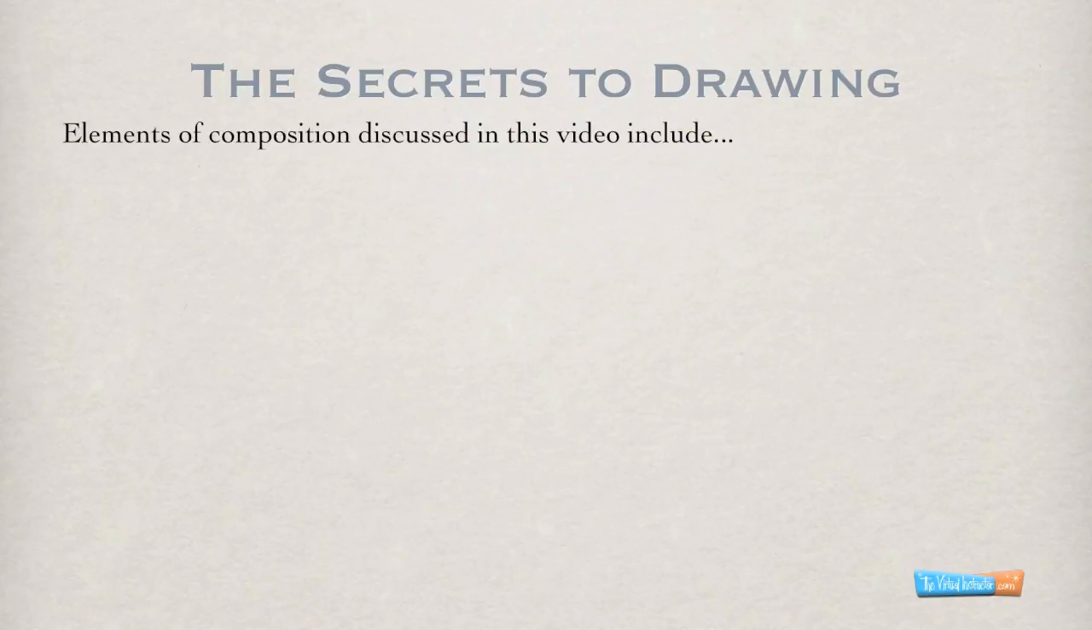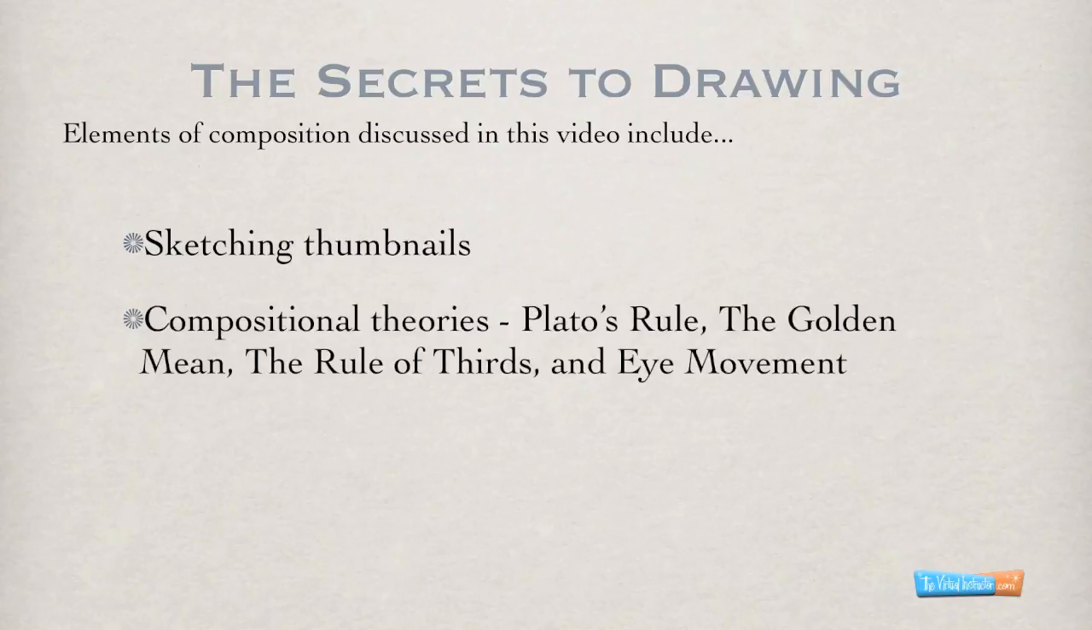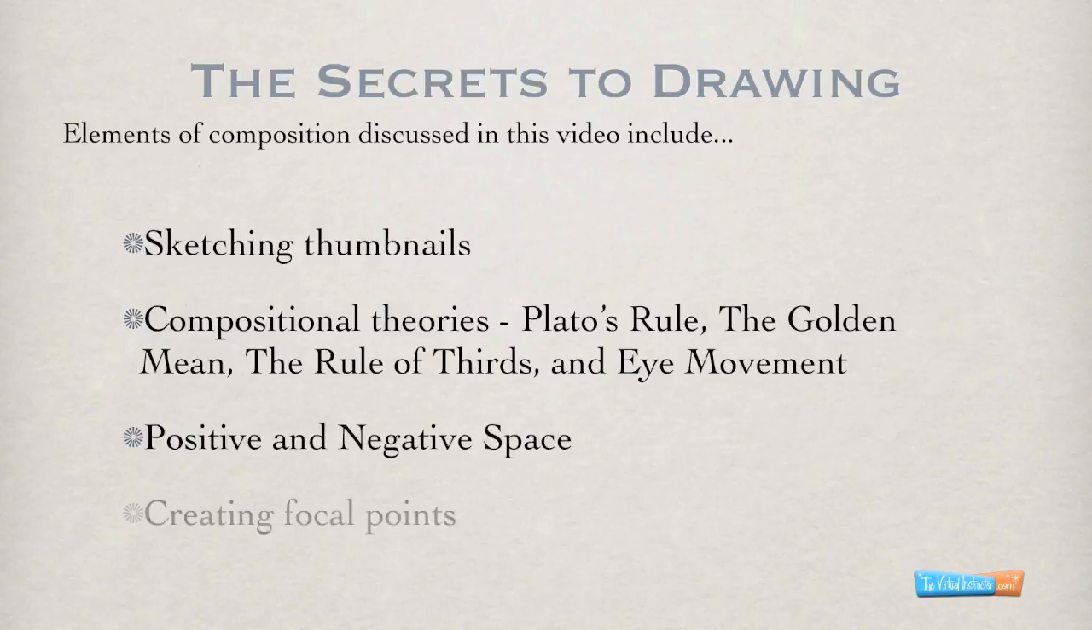The elements of composition that we'll discuss in this video include the importance of sketching thumbnails and preliminary work before you go on to your final piece. Compositional theories such as Plato's rule, the golden mean, the rule of thirds, and creating eye movement in artworks. We'll also discuss positive and negative space and its relevance to composition. And we'll also take a look at a few ways that you can create focal points in your artwork. But let's begin with thumbnail sketching.